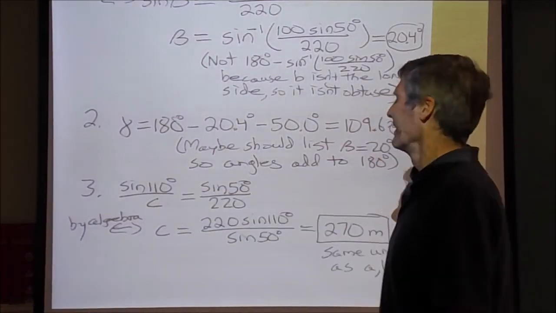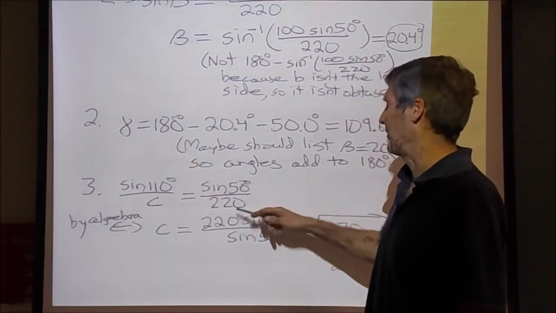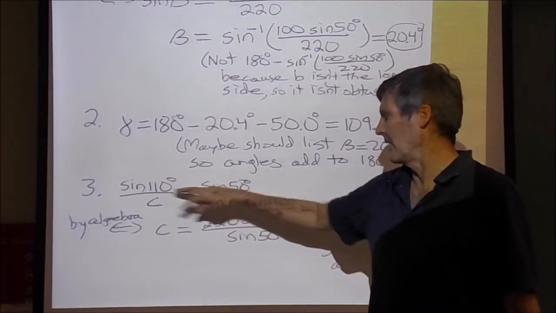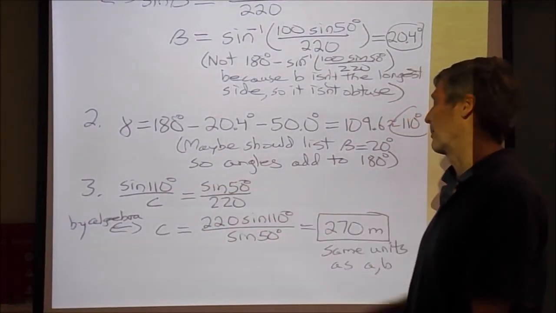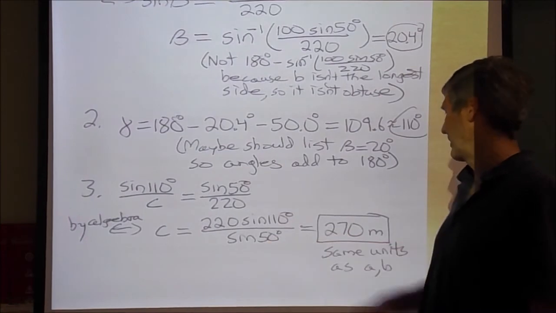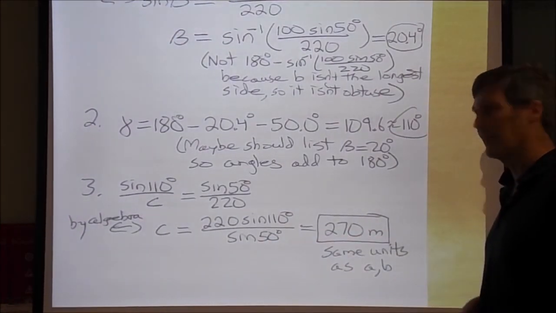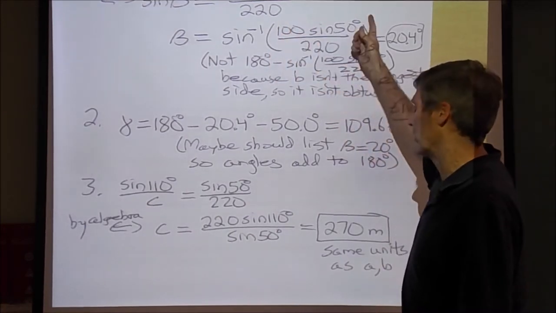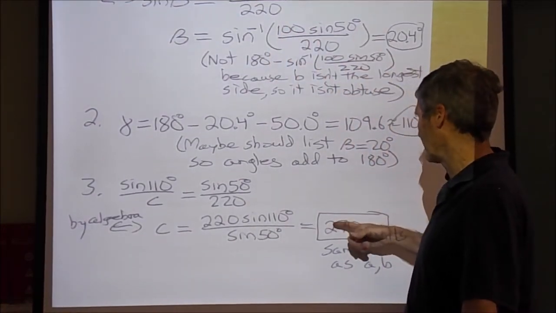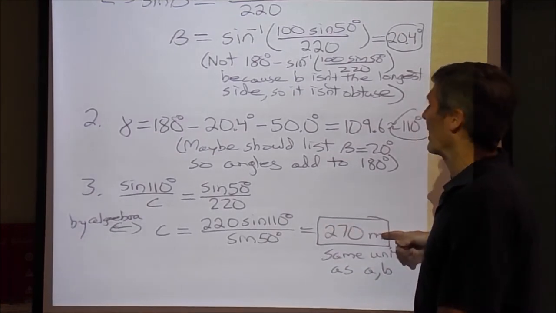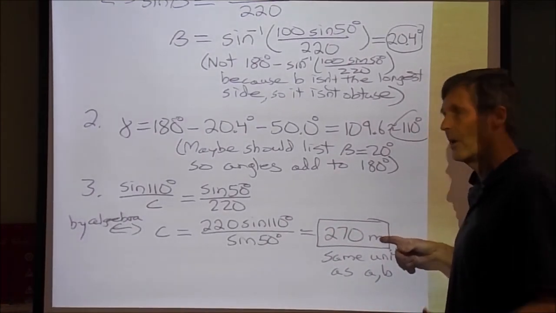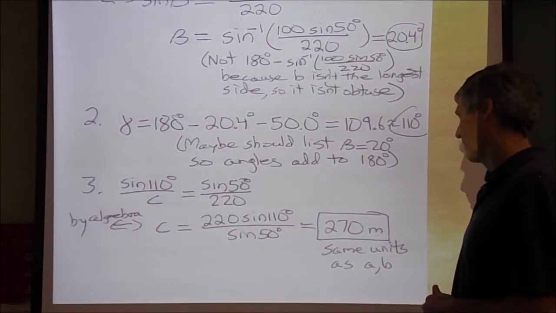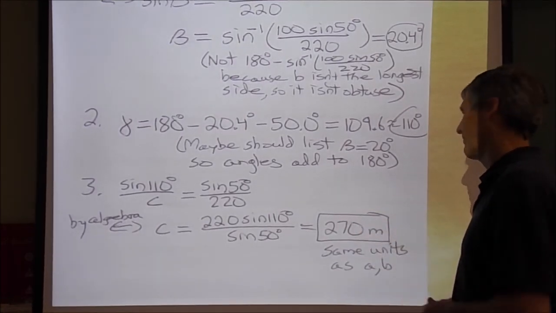All right, now sine 110 is to c, as sine 50 is to 220, by the law of sines. So I can solve for c by taking reciprocals and multiplying, or by cross multiplying. I get c is 220 sine 110 over 50, which comes out to be 270. And one important factor here, in this case I gave you the measures in meters. If the original other sides are measured in meters, then this side must be measured in meters also. So all three sides have to have the same units. If the other two are feet, this one's in feet. Right?